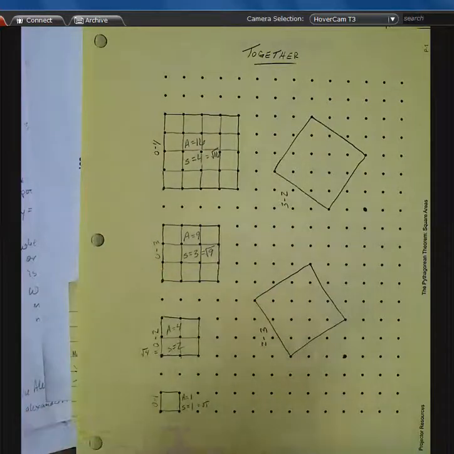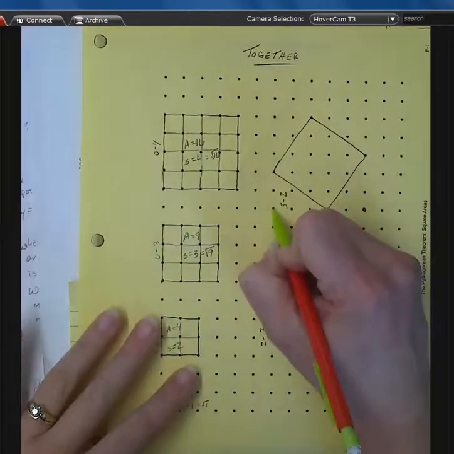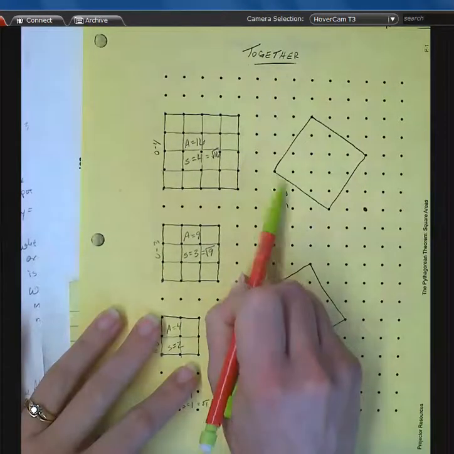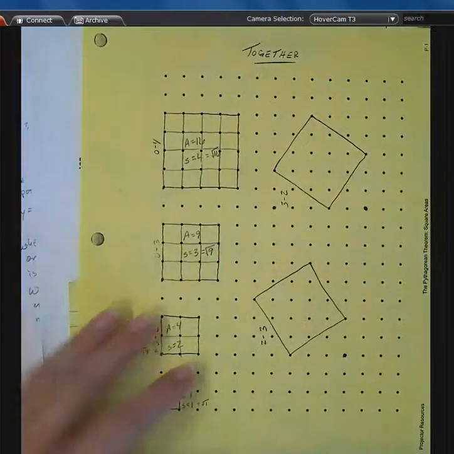Hey, Jack. For this one, is this going to be a whole number? No, it's not.